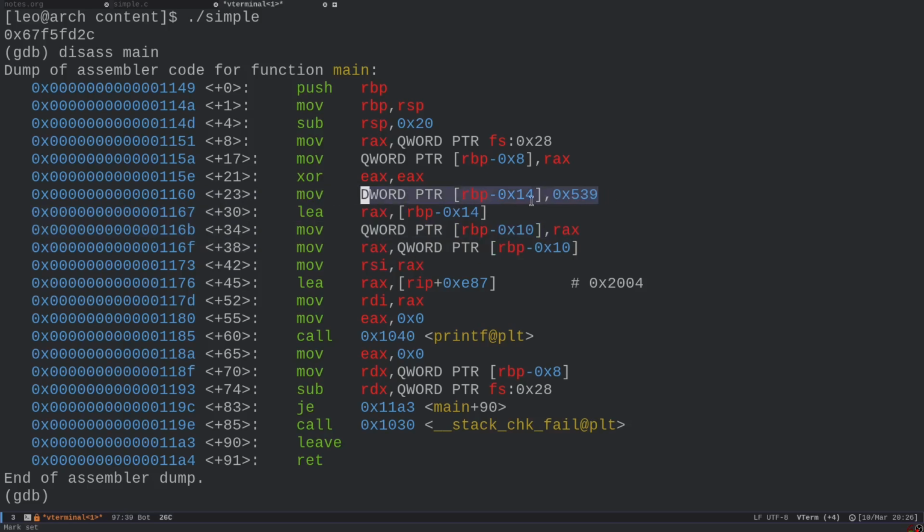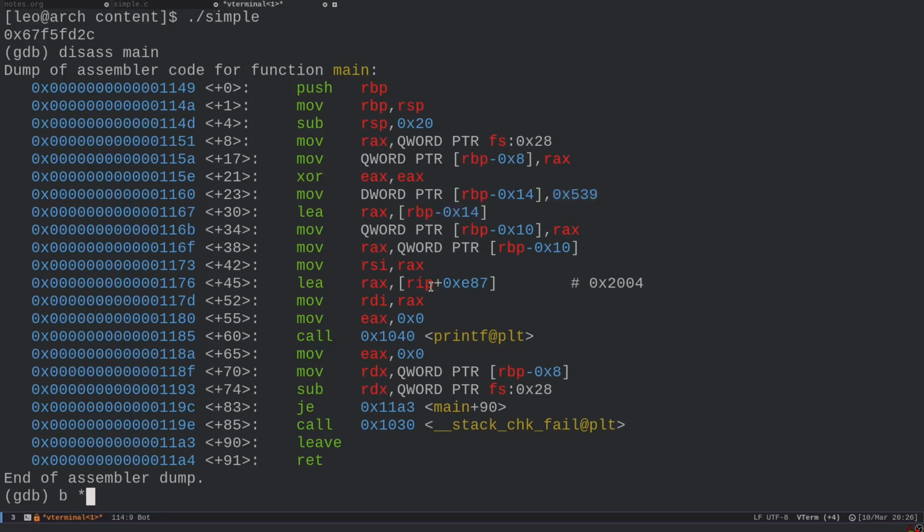First things first, we put the 1337 into this particular region of memory. Then we do a load effective address. We are loading the address, so we are not referencing the memory. We are just writing the address into RAX. And then we are writing RAX into the memory. So we just wrote into the memory the value of this computation, RBP minus 0x14. This is the address of the variable in which we wrote 1337.